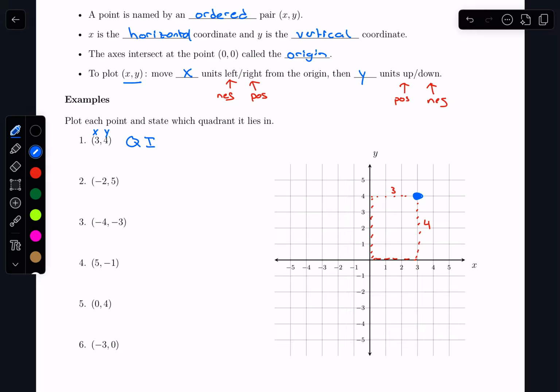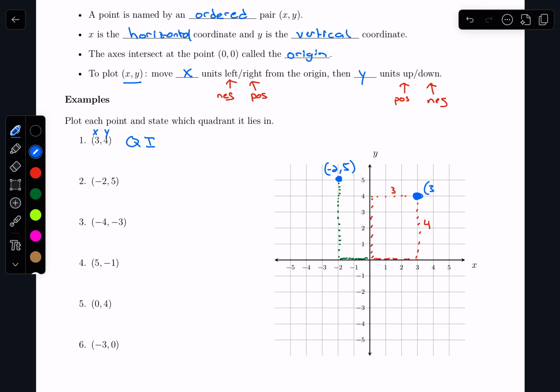Now, number 2, we have x is -2, y is 5. That means that I'm going to go 2 units to the left and 5 units up. So on my coordinate plane, I'll do these dots in green. We're going 2 to the left and then 5 up. So when I put a dot right there, oh, I only went 4 up. Let me go up one more, 5 up. So that point right there is going to be -2, 5.